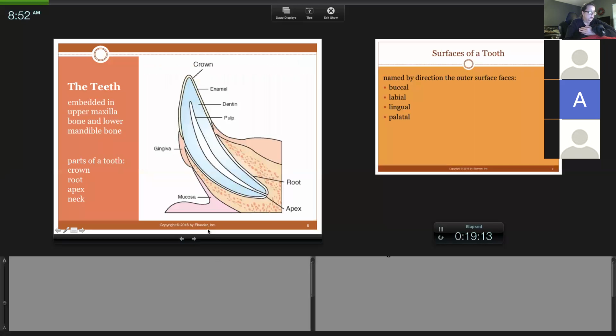So here is a basic tooth. Now this is a canine tooth, but let me show you what you're looking at. Okay. This is the bone in the jaw.